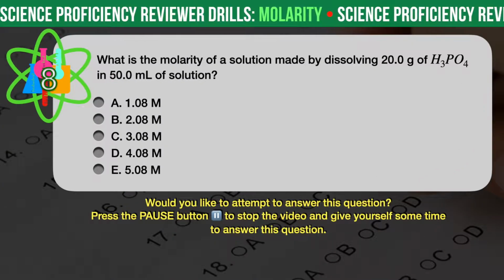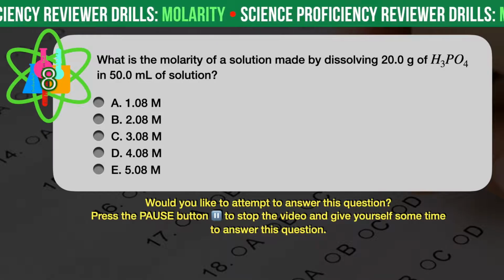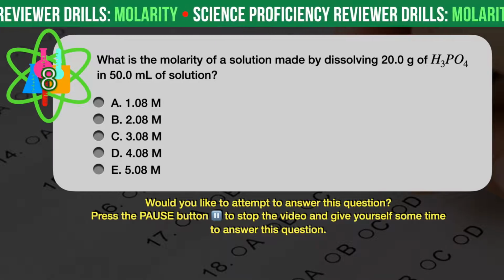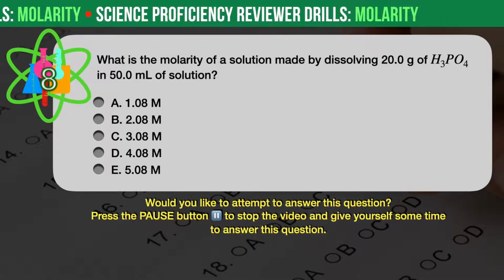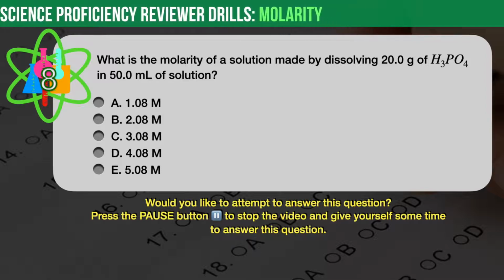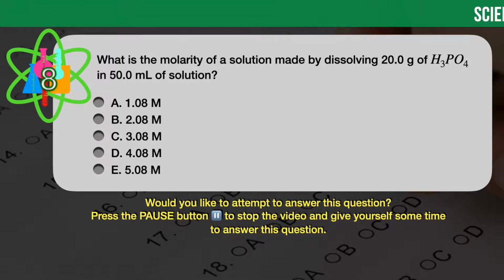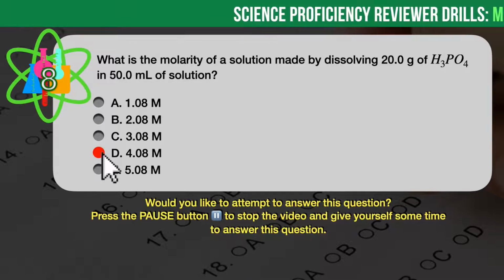Drill question number 8. What is the molarity of a solution made by dissolving 20.0 grams of H3PO4 in 50.0 milliliters of solution? A. 1.08 M, B. 2.08 M, C. 3.08 M, D. 4.08 M, E. 5.08 M. The correct answer is D.